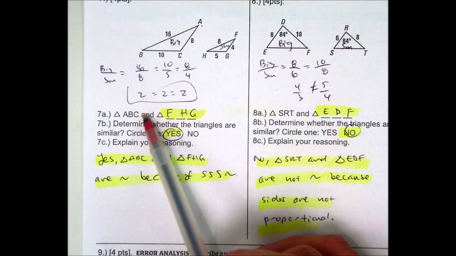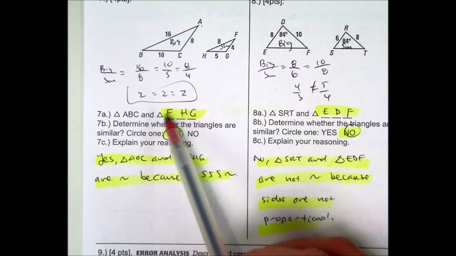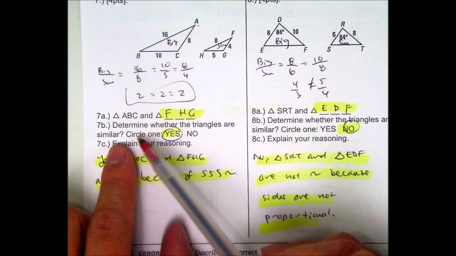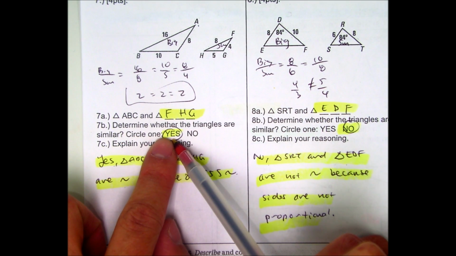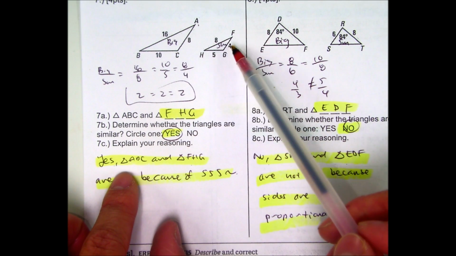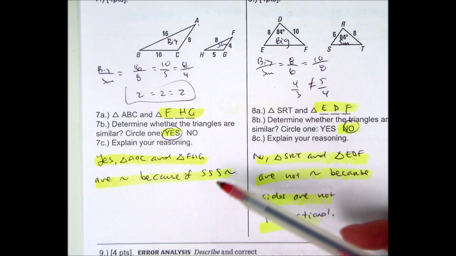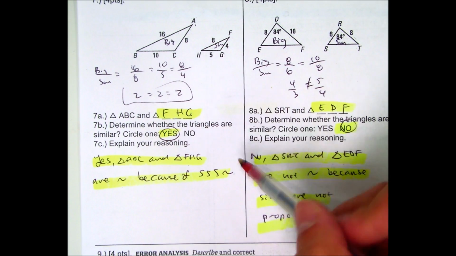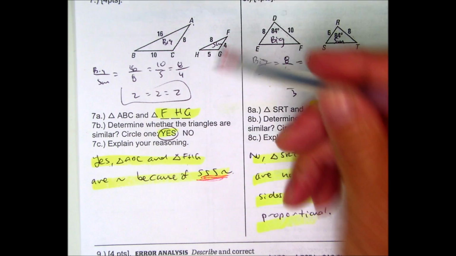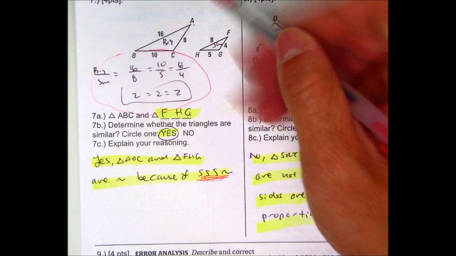Triangle ABC and triangle FHG. You have to go in the same order. Are the triangles similar? The answer is yes. Explain your reasoning. ABC and FHG are similar by side, side, side similarity. Now, if you just wrote this, I gave you 3 out of 4. You had to show me they have the same scale factor.